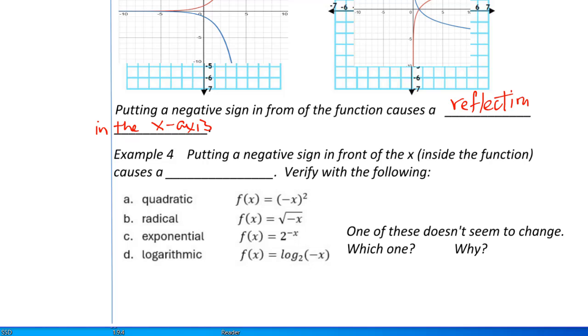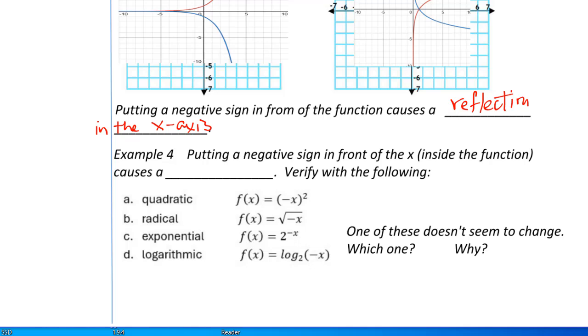Okay, so it seems like there's a difference here. One of these doesn't seem to change. Which one? Well, they all changed, but the first one didn't move the graph at all, and the others did. Okay, so something happened. So I leave you to answer the questions at the bottom. All right. So putting a negative sign in front of the x inside the function causes a, how would you call that? I'll leave that to you. All right.